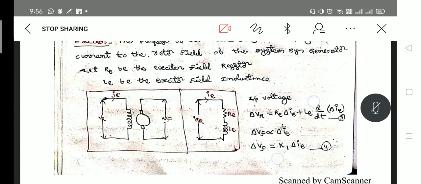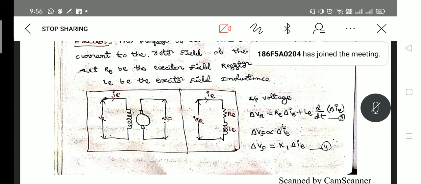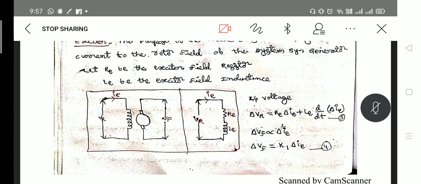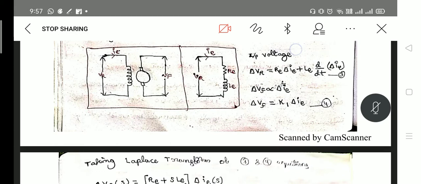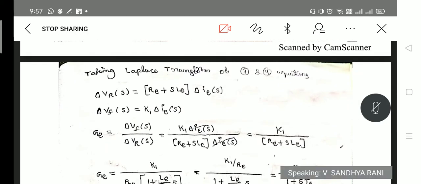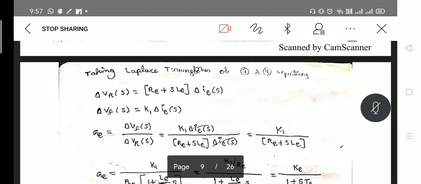Now I am applying both the equations, this third equation and fourth equation, and taking the Laplace transform of both. What we get: delta VR of S is equal to Re into delta IE of S plus Le times S, since the Laplace transform of d by dt is S, delta IE of S. So delta VR of S is equal to Re into delta IE of S plus S Le delta IE of S. Here we can take delta IE of S common, so we get Re plus S Le, right. In the same way we apply the Laplace transform to the fourth equation: delta Vf of S is equal to K1 into delta IE of S. You can see here, delta VR of S is equal to Re plus S Le into delta IE of S, and delta Vf of S is equal to K1 into delta IE of S.